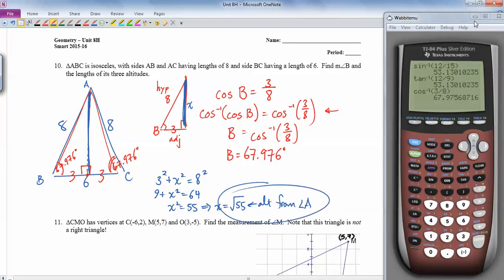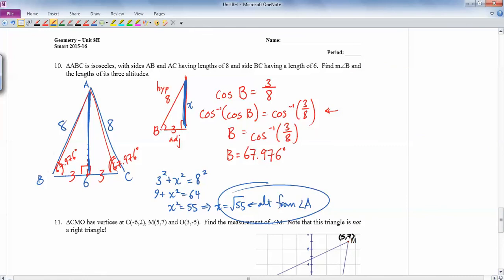If I wanted to draw the altitude from B, that's like treating this as the ground, and this is the top of the mountain, and you need a right angle there. So this is the altitude from B, and this is the altitude from C. And if you look at it, since it's isosceles, these two altitudes are going to be the same.